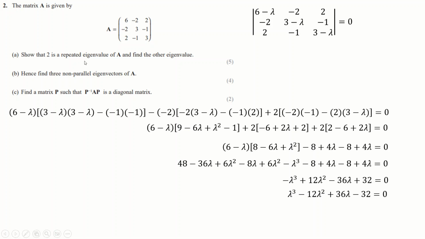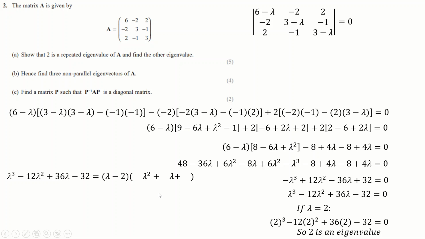Show that 2 is a repeated eigenvalue. Well, I can show that it's an eigenvalue just by substituting 2 into this and verifying that it does actually work, which it does. So 2 is an eigenvalue. How do I show it's repeated? Well, what I could do is take this cubic here and divide it by lambda minus 2, because lambda minus 2 must be a factor through the factor theorem, regular A-level maths.